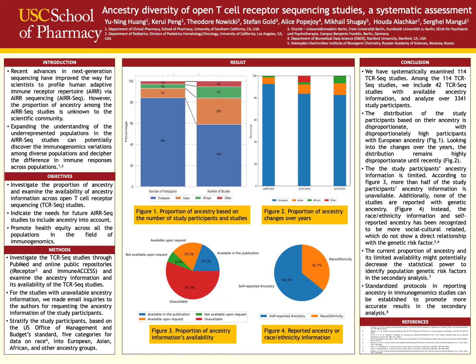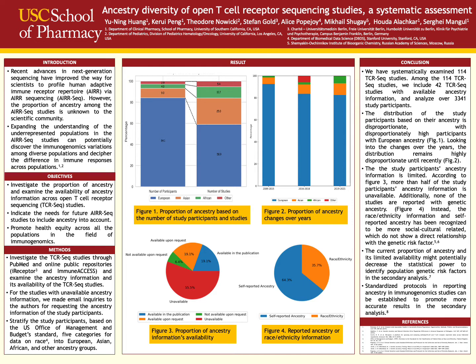Recent advances in next-generation sequencing tools have provided modern scientists and bioinformaticians with effective bioinformatics software and tools to profile human adaptive immune receptor repertoires. However, no studies have estimated the proportion of ancestry in the field of adaptive immune receptor repertoire studies.